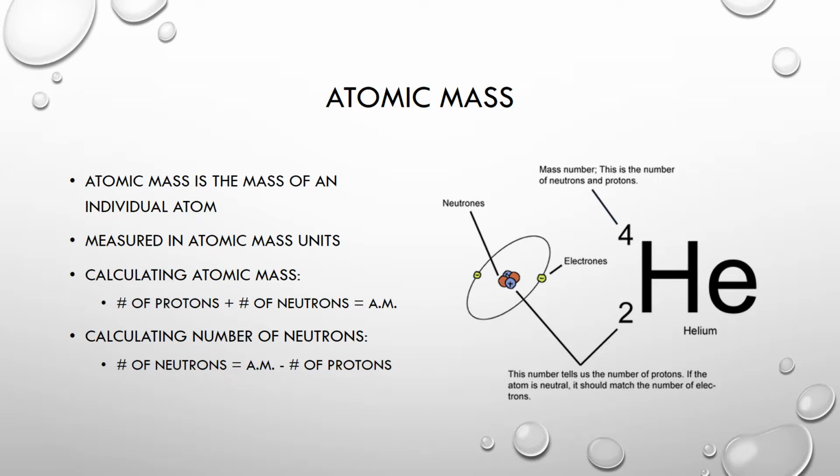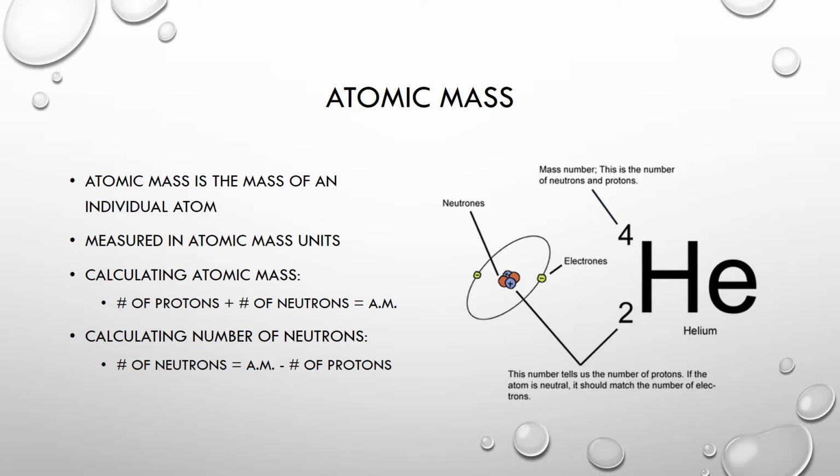Diving a little deeper, atomic mass. Atomic mass is the mass of an individual atom. So we're not going to measure this in grams because that would be so tiny it would be practically impossible. But what we do instead is we measure it in atomic mass units. So remember how we said that a proton weighs 1 and a neutron weighs 1? Well, if we have 1 proton, that's 1 atomic mass unit.